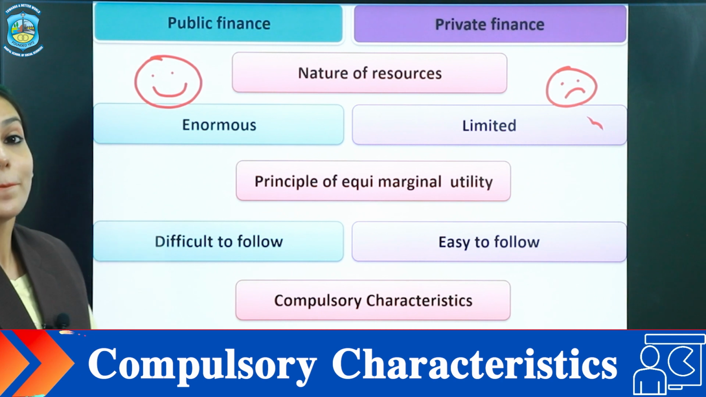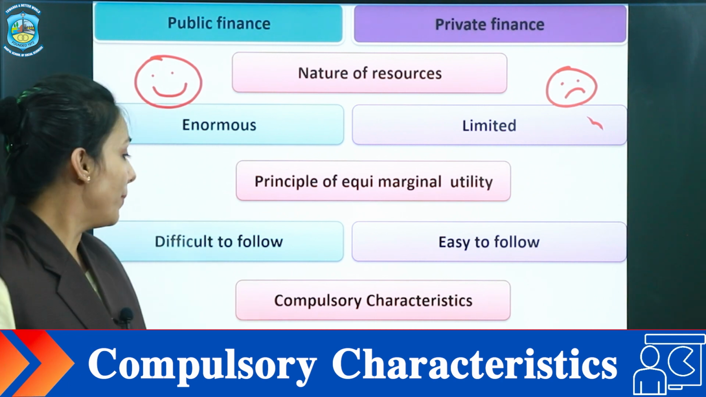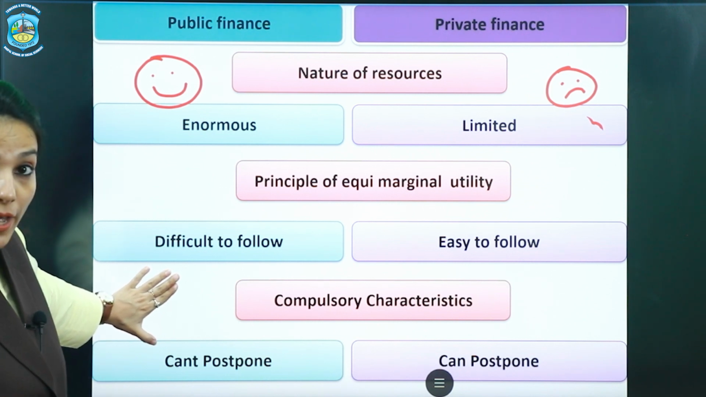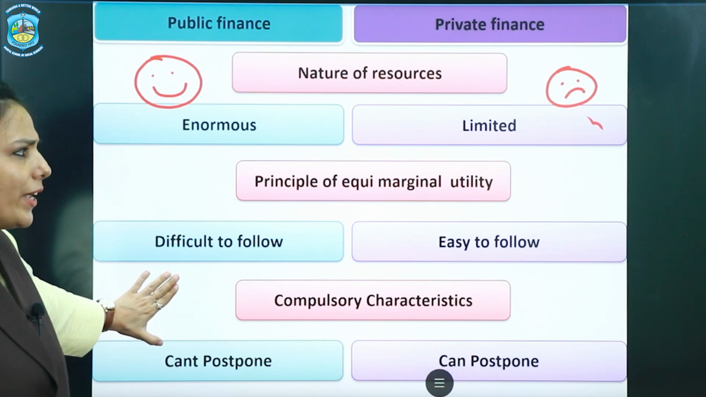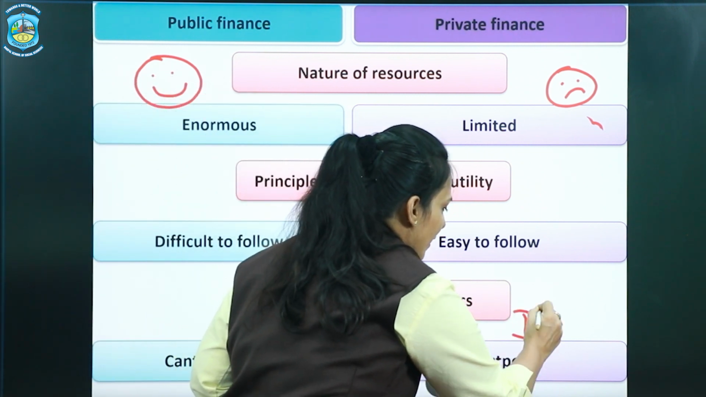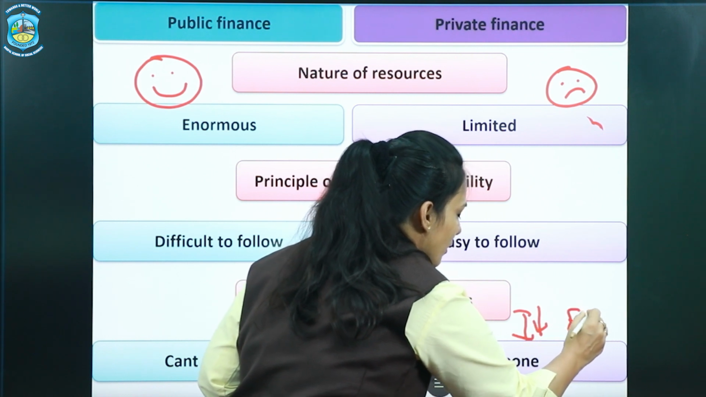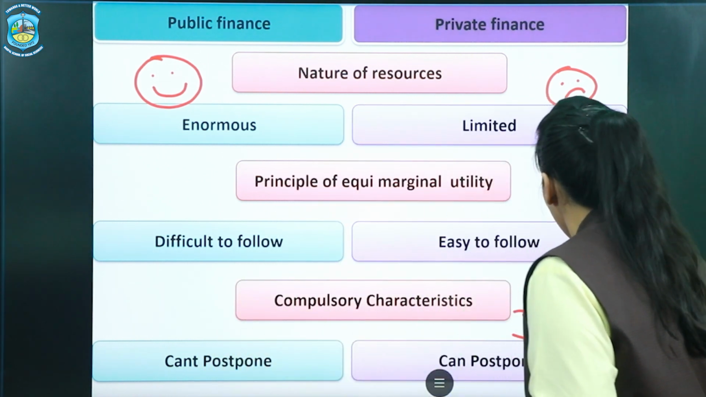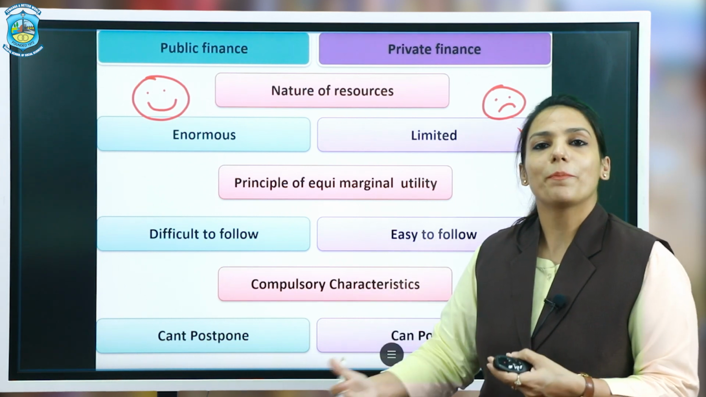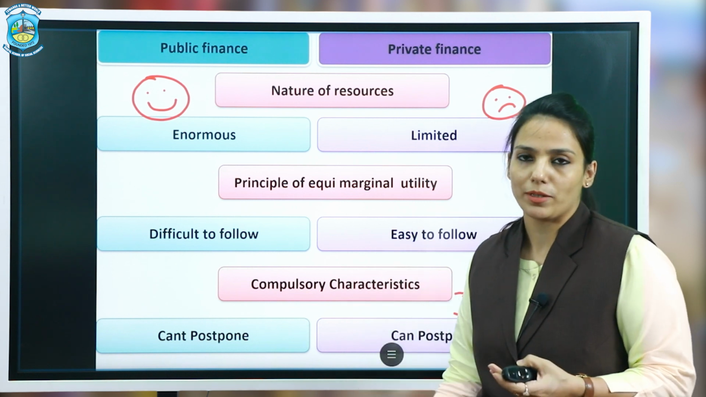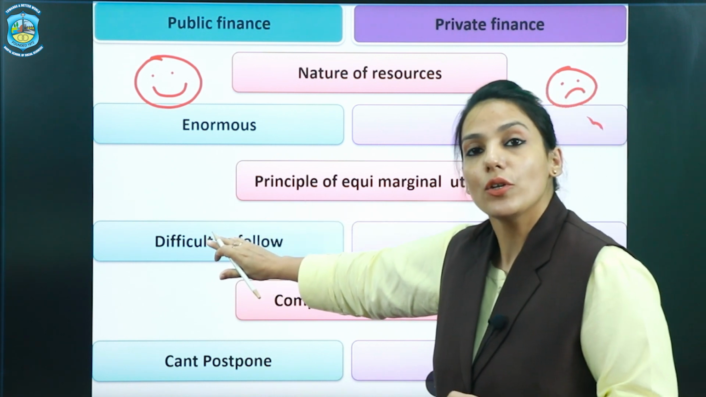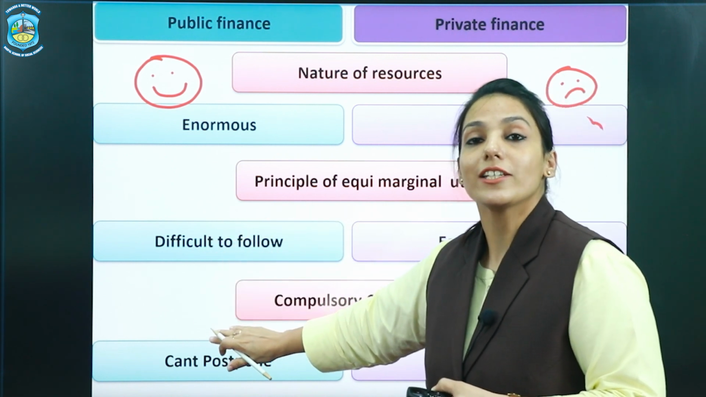Then next is compulsory characteristics: compulsory characteristics of repayment of loans and the expenditure. When individuals have a crunch, when their income is less and expenditure is more, what do we do? We postpone our expenditure. Okay, maybe next month we will spend, maybe after 3 months, next year. But government cannot postpone their expenditure.